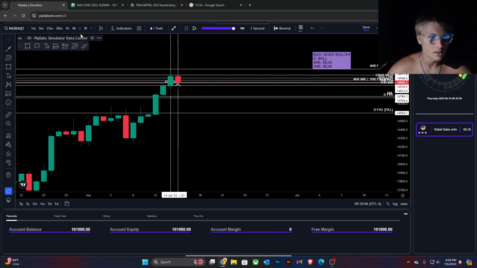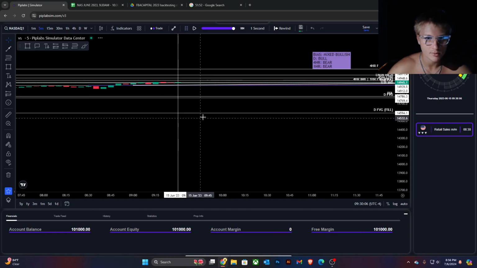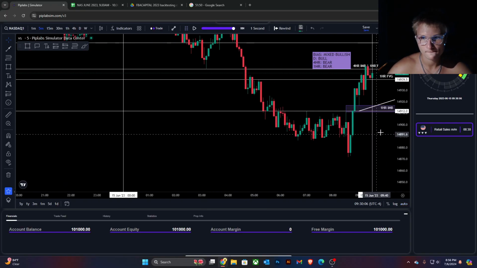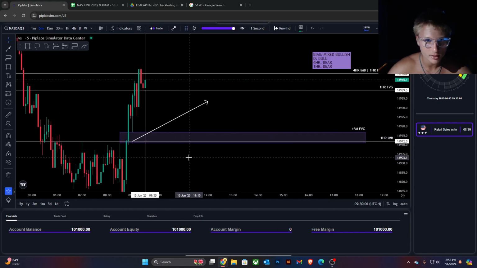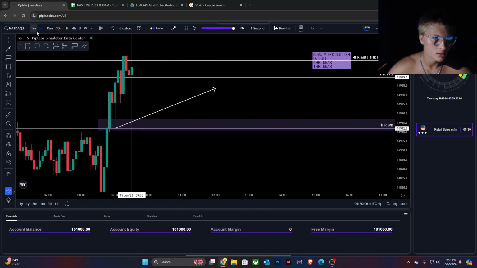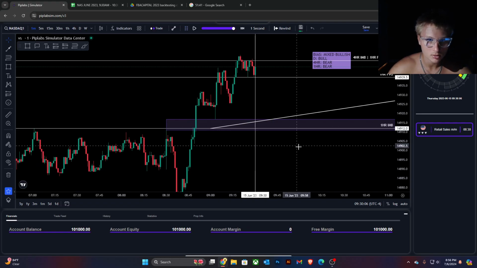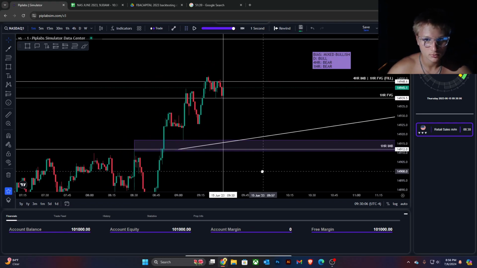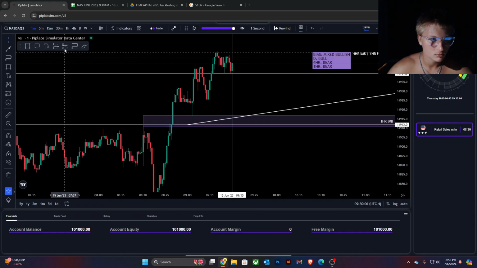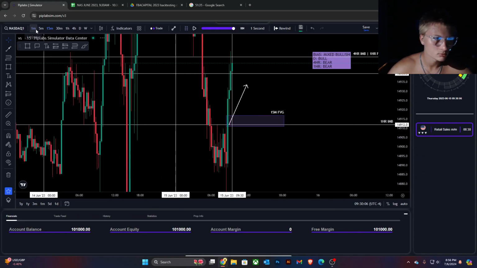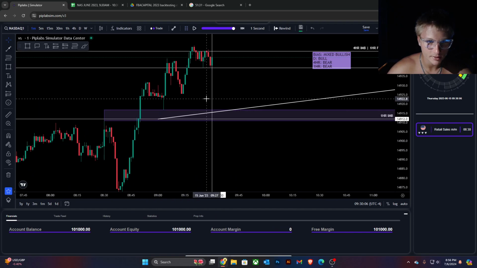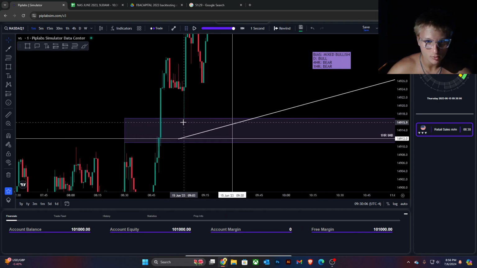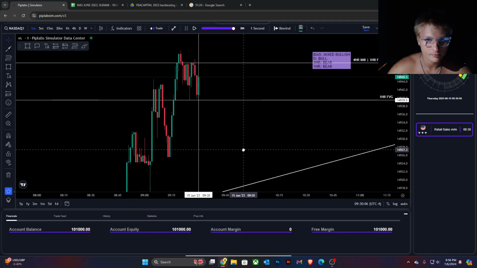But yeah, let's see the 5 minute. Yeah, same thing on the 5 minute. This 15 minute gap is also a 5 minute gap. And 1 minute, let's see what's going on. Look at how price reacted off that 15 minute gap right here. Grabbed its liquidity and continued up.